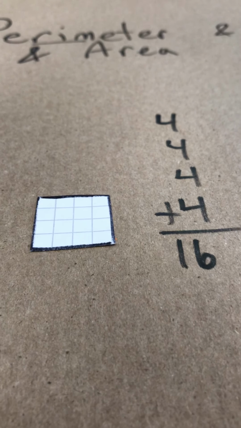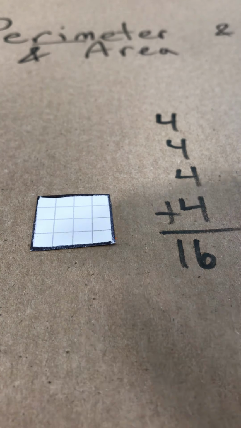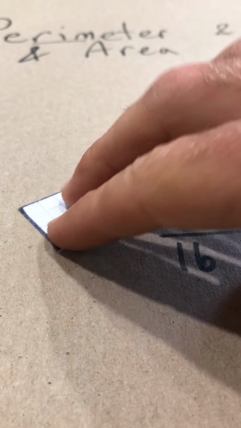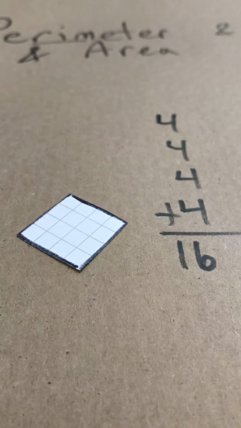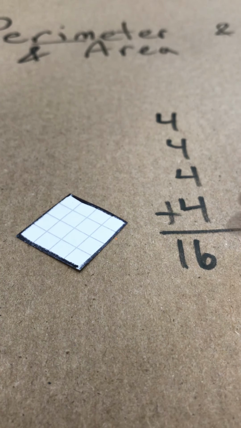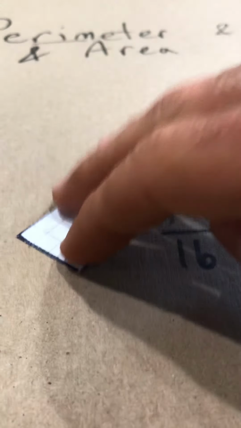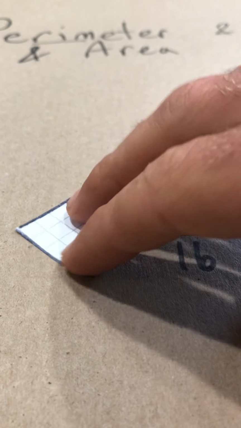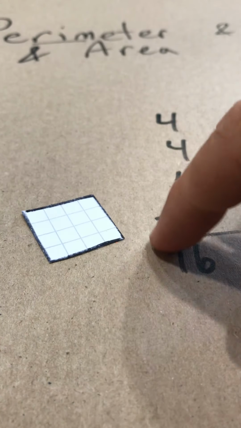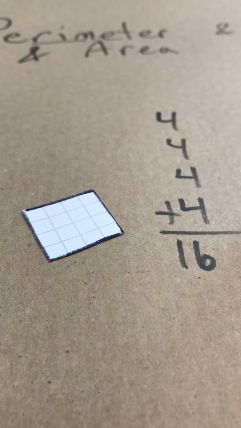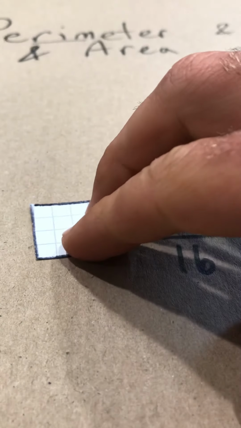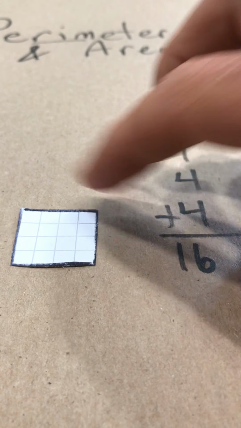Okay, this is a square. If I were to twist this shape, I still have a square. If I were to twist the shape again, now I get a square. Okay, it doesn't matter what way the shape is oriented, it is still a square as long as it has 4 equal sides and it has 4 right angles, and those opposite sides are parallel. So that's how you find the perimeter of a square. You just count the outside.